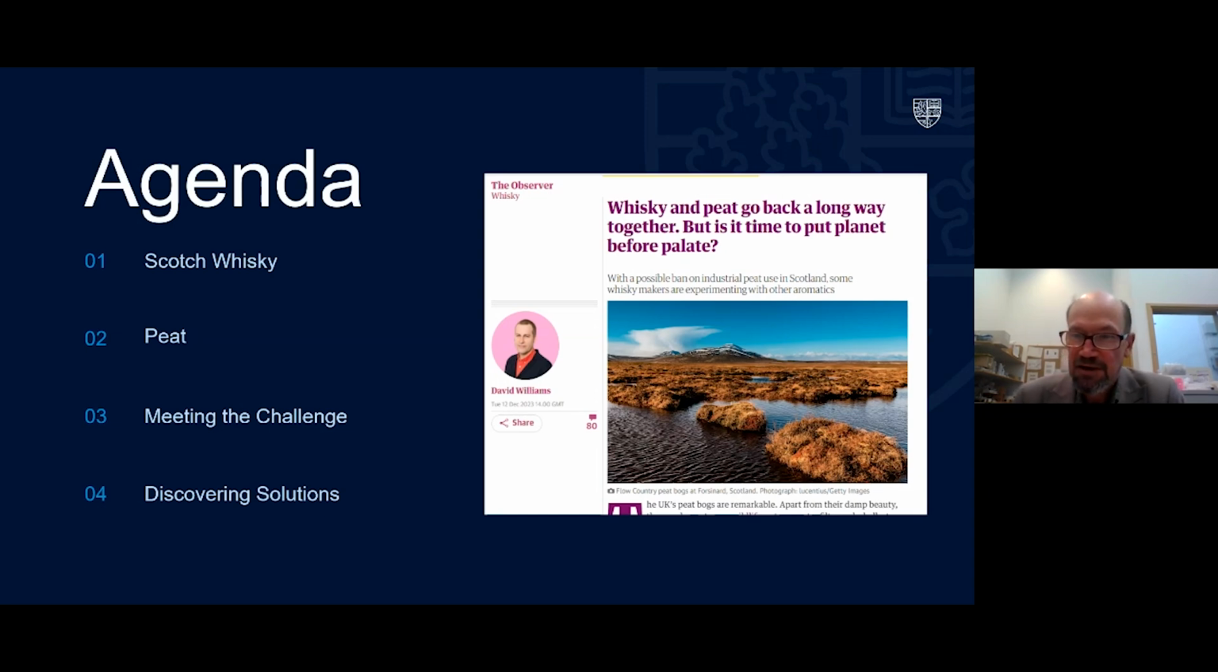Okay, so I've changed slides. Hope you can see the fact that I've changed the slide. Basically, the agenda's in 4 parts. I'm going to talk a little bit about Scotch whisky, a little bit about peat, and then the kind of problem that we have with peat at the moment in the manufacture of Scotch whisky, and how analytical science can help us to hopefully solve this problem.